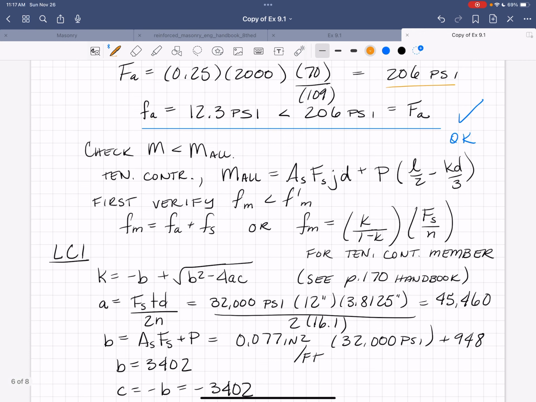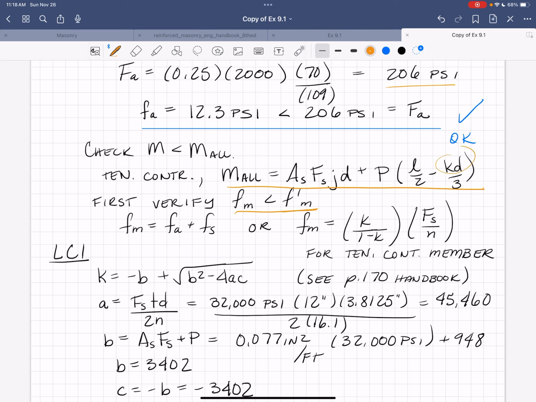Now I need to check the moment versus the moment allowable. So moment allowable is this equation. And we can't just knock this out because we have KD over 3 here. It's not L over 2 or D. The first thing before you go into that equation is just verify that your FM, or your axial plus bending or your axial plus steel part, is less than or equal to the amount provided by the masonry.